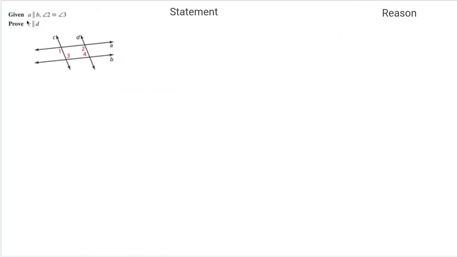Today we're going to do some proofs with parallel and perpendicular lines. I have been given that A and B are parallel, and that angle 2 and angle 3 are congruent, and they want us to prove that C and D are parallel. As a reminder, our first statement is A is parallel to B, and angle 2 is congruent to angle 3, and our rationale for that is given. I'm going to say congruent instead of equals. That's our first step.